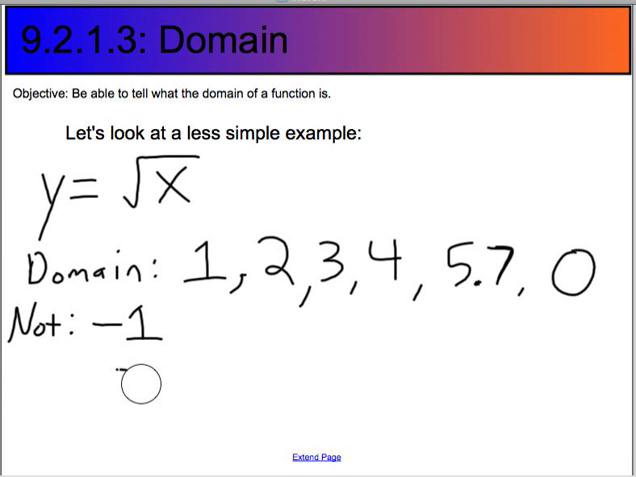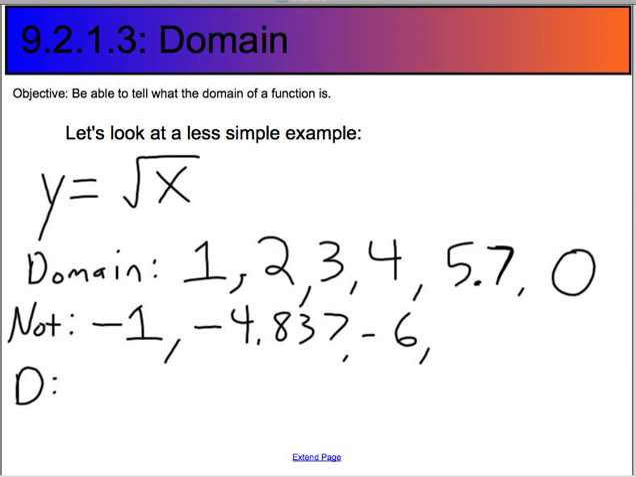What are some other numbers that are not in the domain? Hopefully it's pretty obvious to you at this point that, well, how about -4.837 or -6 or, okay, any negative number. So hopefully you have a pretty good idea in your head of what the domain is. We just have to have a way of writing it. So I'll get kind of lazy here and just put a D for domain. And once again, I cannot make a list because the things that are in the domain would take me forever to list them all.